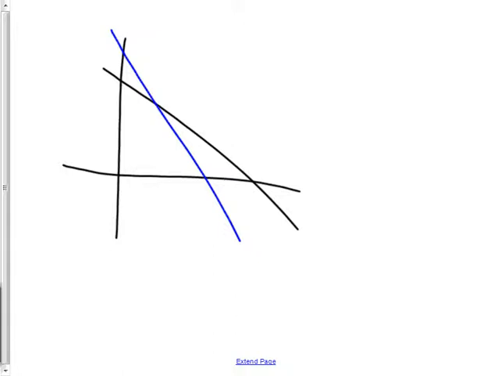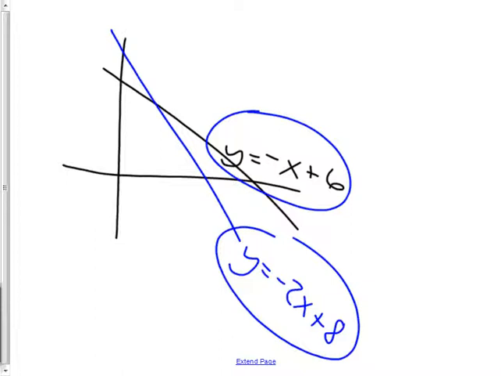Okay, let's say that the equation for the black one was y equals negative x plus 6, and the blue one is y equals negative 2x plus 8. How do I put the one equation into the other equation when they have two variables like this? Well, this is called substitution. I'd like you to write down these two equations, please, on your virtual paper.